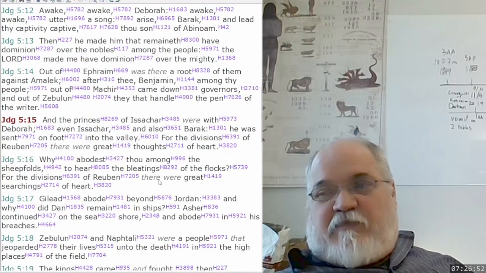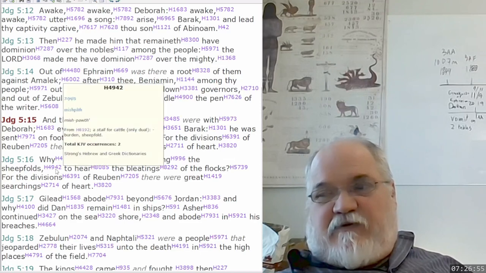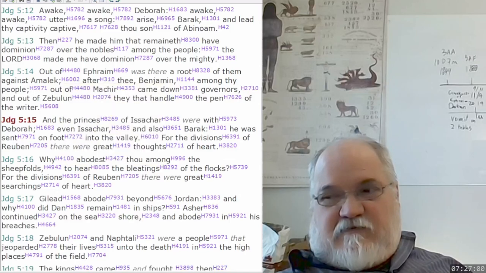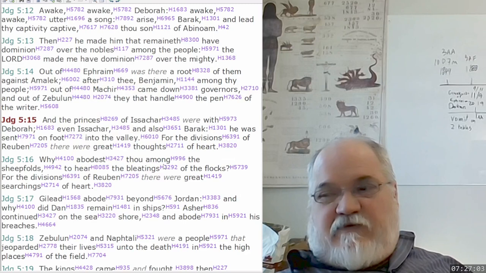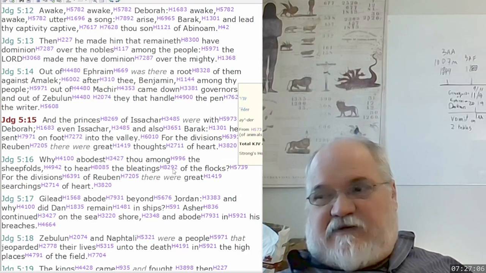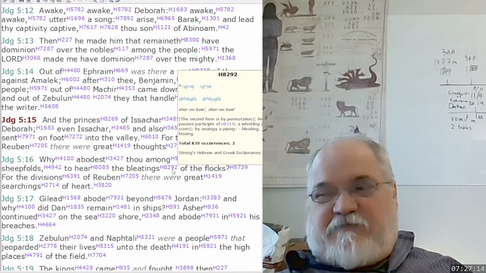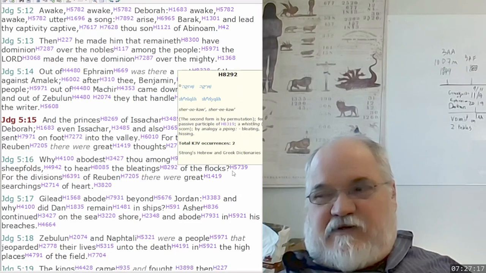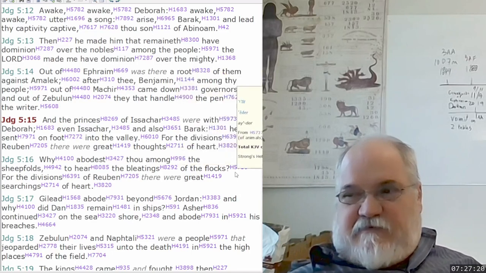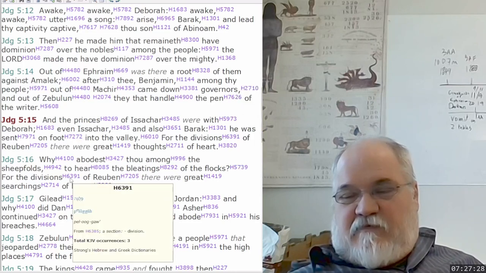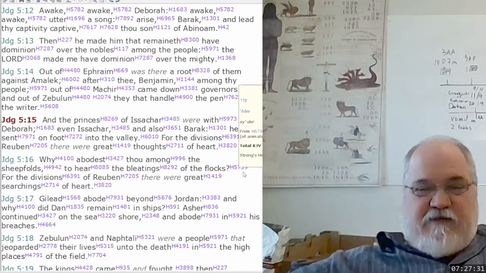And then it says, why abodest thou among the sheepfolds? So remember, that's the word that we saw there in the blessing of Issachar. To hear the bleatings of the flocks. Now this bleatings, the piping, the hissing, the whistling. Now could this be the mocking that goes on towards the message? Does that make sense in the context of what we've just said?